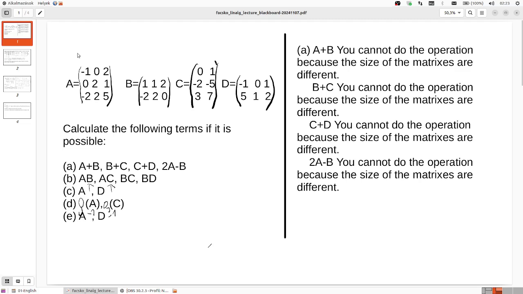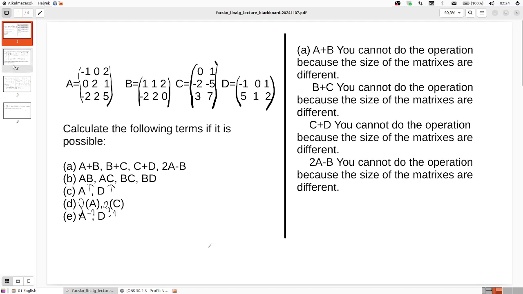Okay, we did some exercise on the lecture. We had these matrices A, B, C, D. The task was to calculate the following formulas, if it is possible. Let's see. The types of the matrices A and B are different, therefore you cannot do the operation. It is the same for B and C, C and D, and for 2A minus B. That's easy.